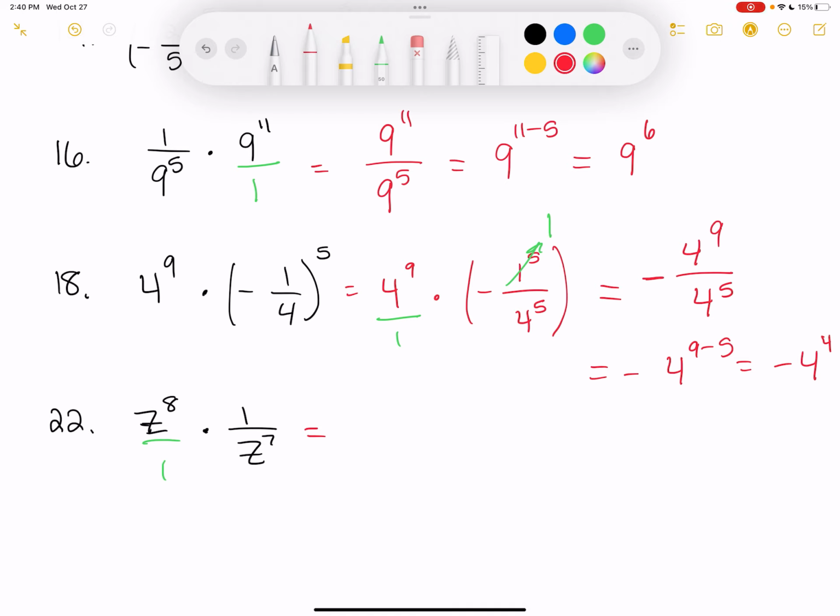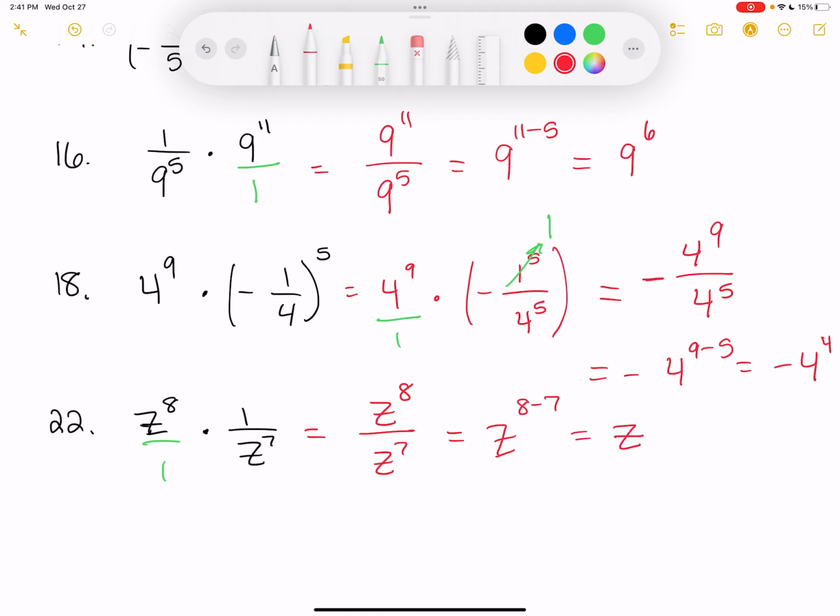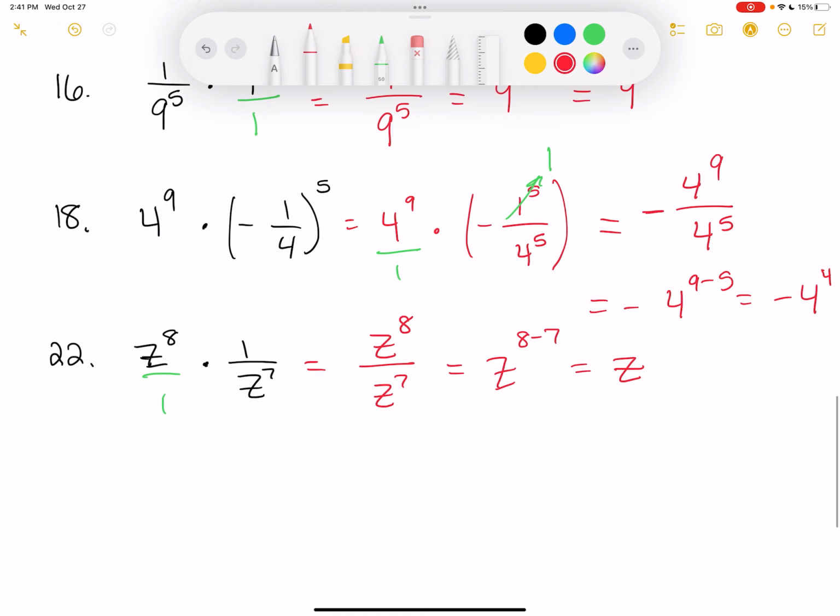Do you add? Alright, so you put z to the 8th on top, then you've got z to the 7th on the bottom. Then we've got 8 minus 7, and that equals z to the 1st, so the answer is z. Do we have to write the step where you write 8 minus 7? No, you don't have to. I'm just showing it so that if you look back, you know what we did.